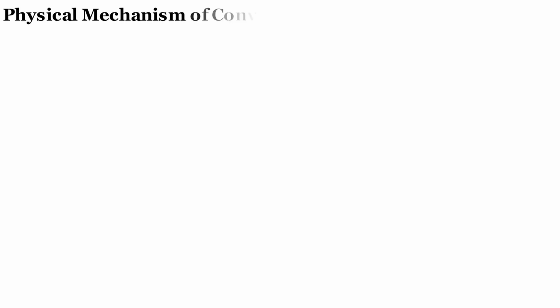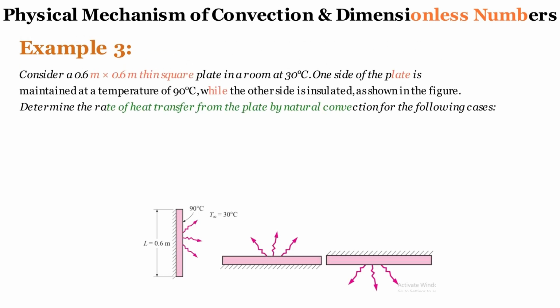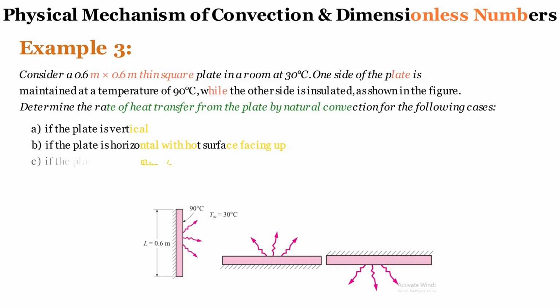Now let's start example 3. This is going to be interesting. We'll solve the same problem for 3 different orientations. Listen carefully. Consider a 0.6 by 0.6 meter thin square plate in a room at 30 degrees Celsius. One side of the plate is maintained at 90 degrees Celsius while the other side is insulated. We need to determine the rate of heat transfer from the plate by natural convection for the following cases.